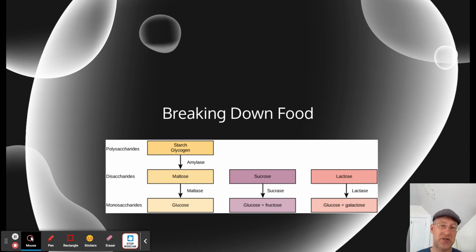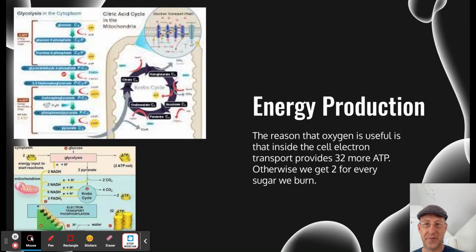Glucose is just basically sugar. So sucrose, which is table sugar, goes into glucose and fructose, which is fruit sugar. Lactose, which is milk sugar, becomes glucose and galactose. We break down these things using enzymes into smaller pieces for ourselves. So you're breaking down the food into small pieces that your body then can absorb, and then you get it into your system.